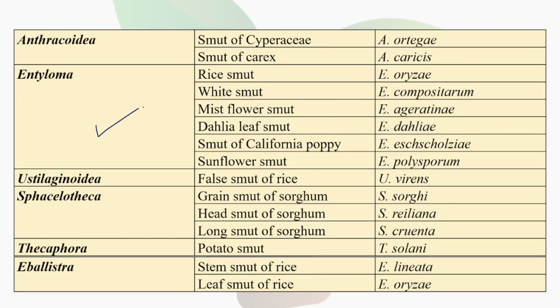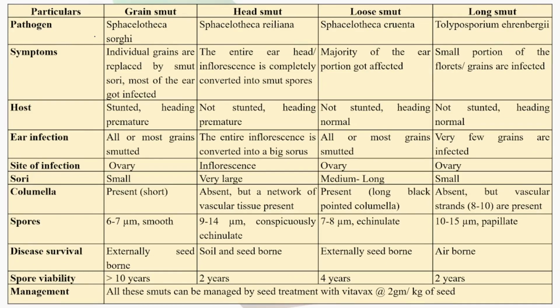Another kind of things are there. You can read them yourself. I will send you these slides. Yeah, there are four different smuts, right? Grain smut, head smut, loose smut, long smut. So I will tell you the important points, because it's already 7:15. I will finish in just 2 minutes.